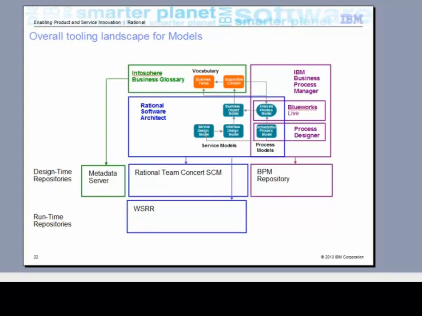To manage the models, the RSA models go into Team Concert's SCM capability, Software Configuration Management. BlueWorks Live has its own repository, as does Process Designer, which is part of the IBM BPM, or Business Process Management, suite of tools. The InfoSphere Business Glossary utilizes metadata server from InfoSphere. So we've got federated repositories with different editing environments sitting on top of those. And when you want to deploy these runtime assets into a runtime environment, we can use WebSphere Service Registry and Repository, WSR as it's often called and represented on this slide.